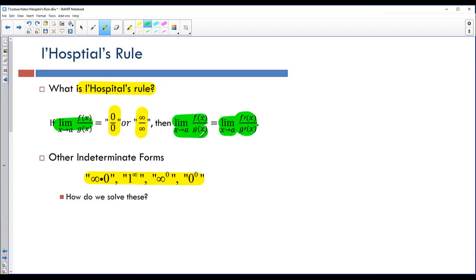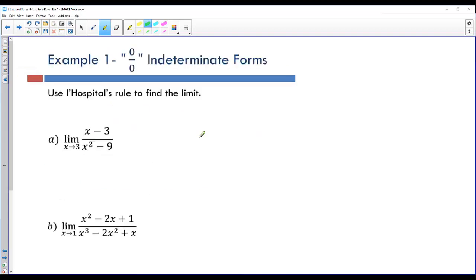So let's take a look at an example, because this is actually pretty easy to do once you get the hang of it. Let's go back to the examples that we were working before, so I can show you another way to do these problems using L'Hopital's rule.